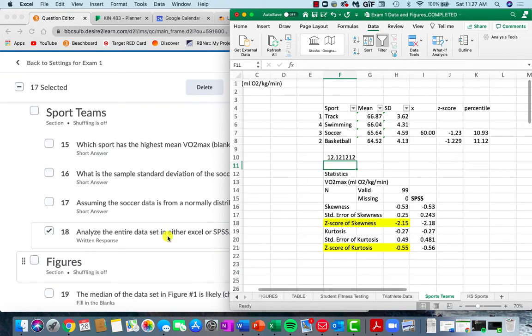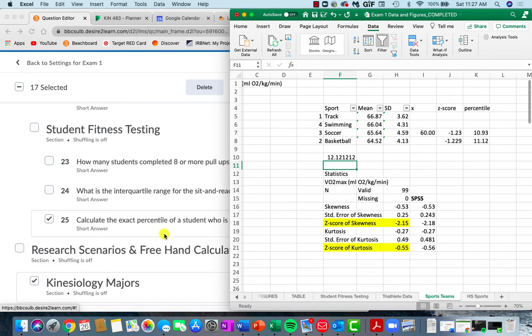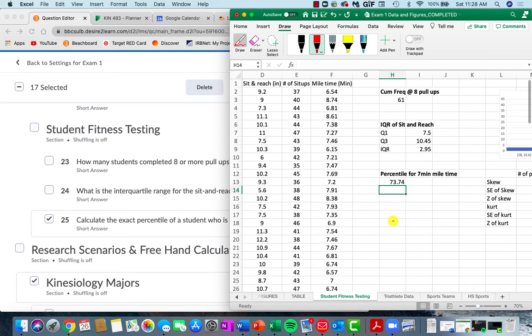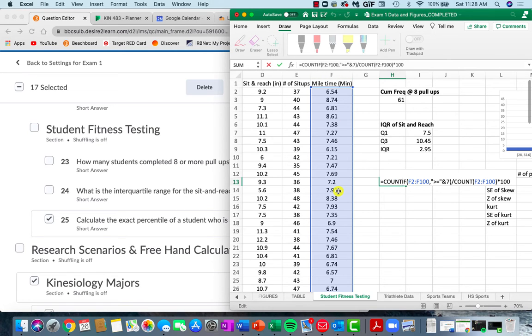The next question I wanted to go over, this was the one that actually gave points back to you guys, and that was finding the percentile of a student who is able to complete the mile in 7 minutes. Okay, and I'm pretty sure I know what the common mistake was. In your equation, right, we're obviously looking at mile time, but a lot of you had a percentile of 27%. And I'm guessing that you inputted values that were less than or equal to 7, okay?